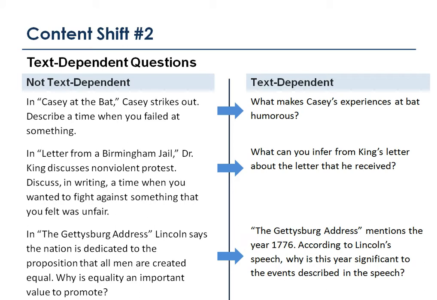As opposed to the question on the right, which asks, the Gettysburg Address mentions the year 1776. According to Lincoln's speech, again, there's where we have the dependency on text. Why is this year significant to the events described in the speech? Is it a worthy question? Teachers of this content can make their mind up about that. It certainly is text dependent, and it is aligned to the Common Core.